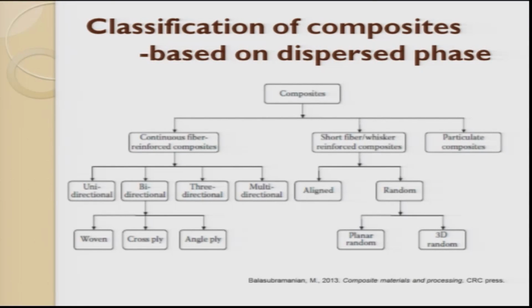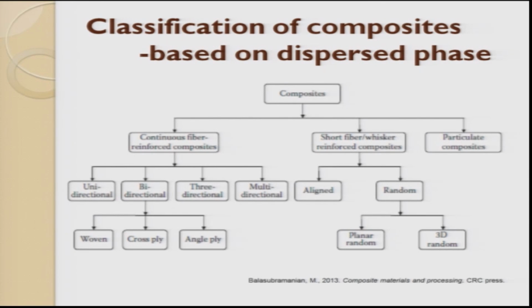Now let us see the classifications of composites based on the dispersed phase. Here the dispersed phase means the reinforcement getting dispersed in a matrix. So it is very clear, you will have two materials, material A and material B. Material A is called the matrix, which we try to reinforce by material B.